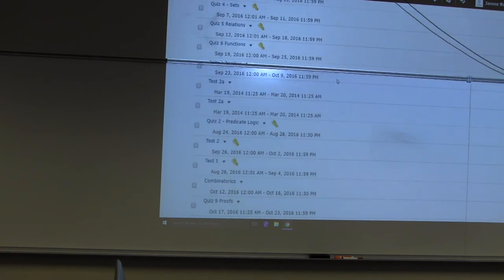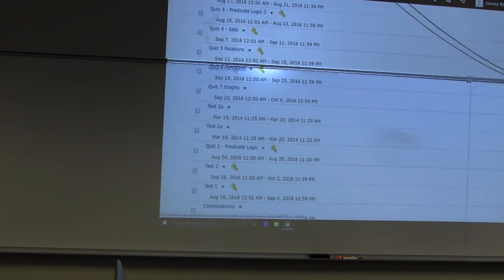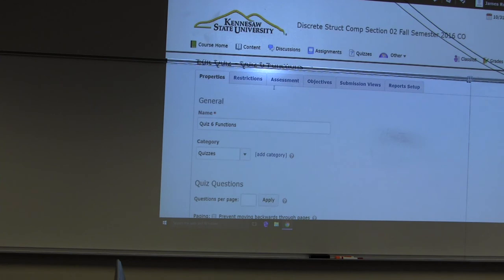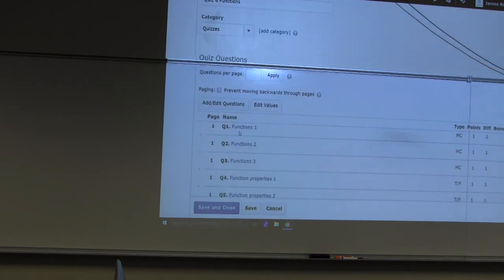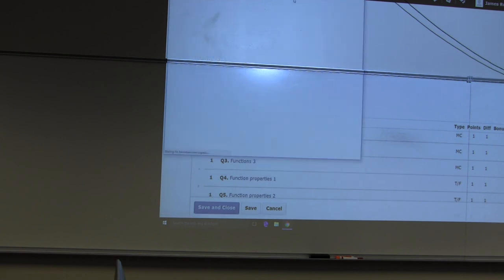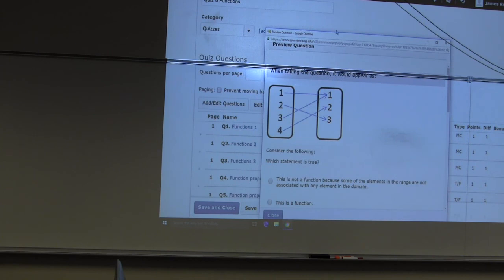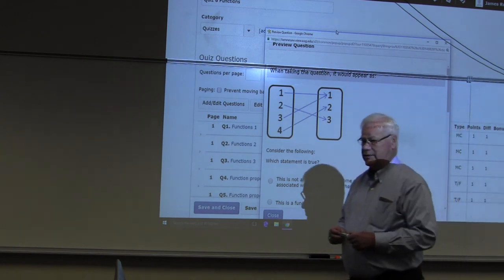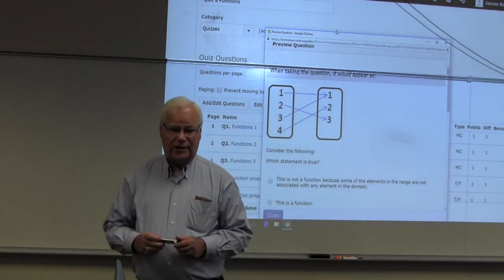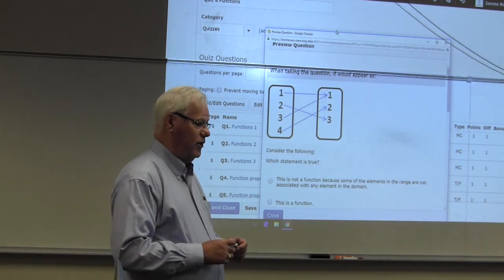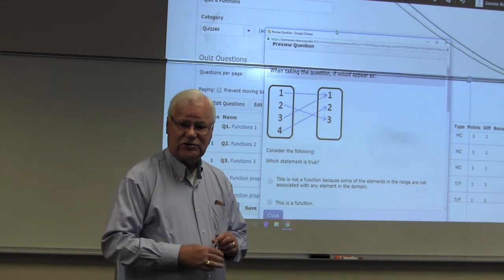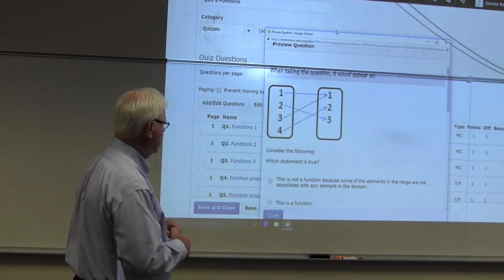So let's look at functions. Remember, we talked about functions in terms of what is a function. We talked about one-to-one and onto, right? And a one-to-one correspondence. So those are the types of things we're going to be looking at here.